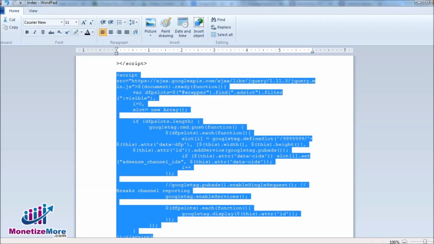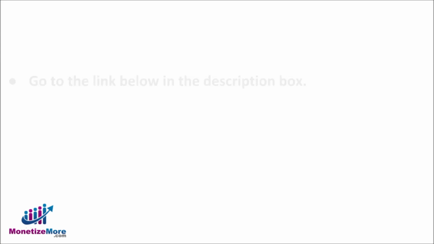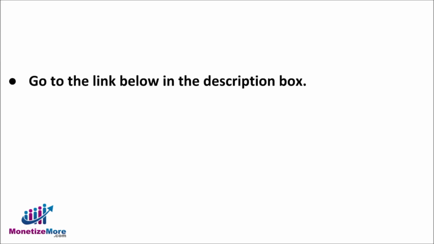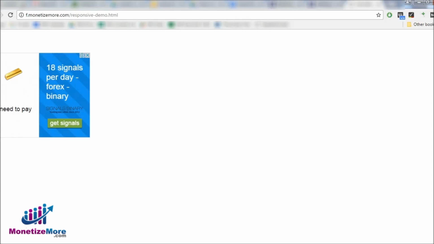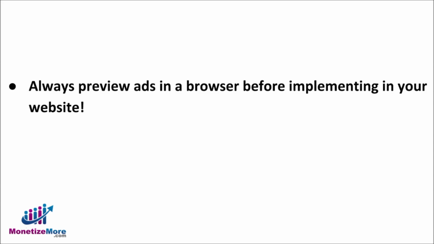Step 11. We're almost finished creating our responsive ad. Click the downloadable text link here and open the Twitter Bootstrap startup to preview the full HTML source code. Step 12. Finally, it's time to preview the DFP responsive ad in a browser. If you happen to see any issues, you can return to the HTML source code text and revise as needed.